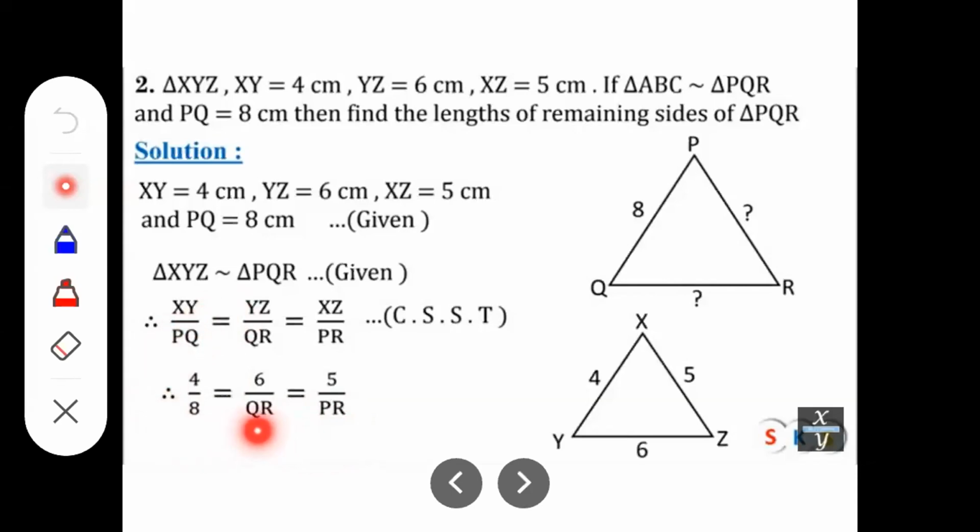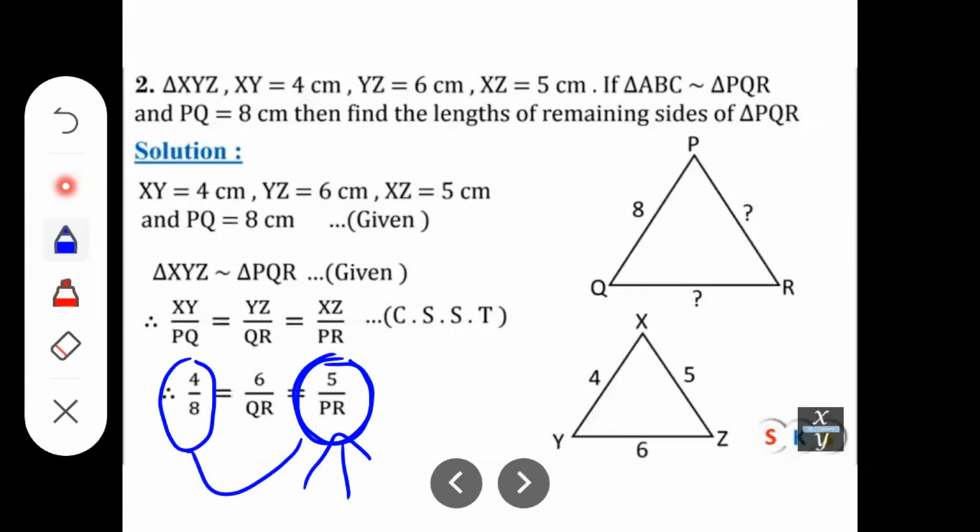To find the value of segment QR, take this pair. Now do the cross multiplication, do the calculation, and you will get the value of QR. Now to find PR, what will we take here? The complete given ratio, along with this ratio, because we have to find the value of PR.